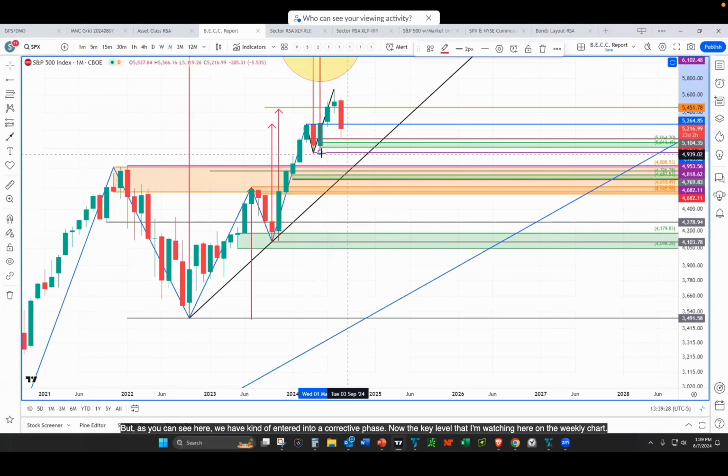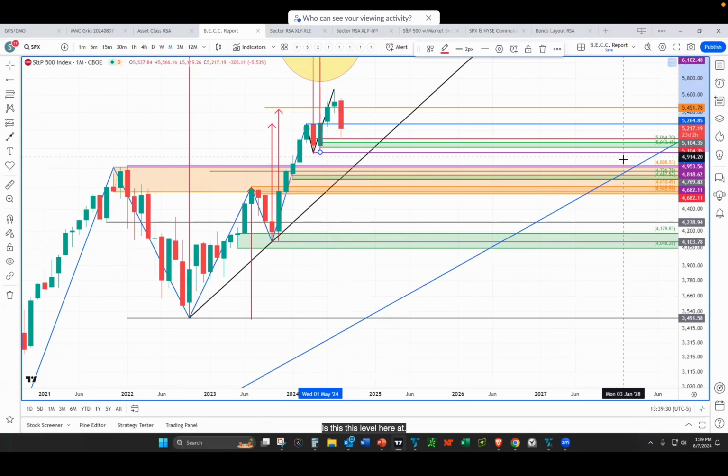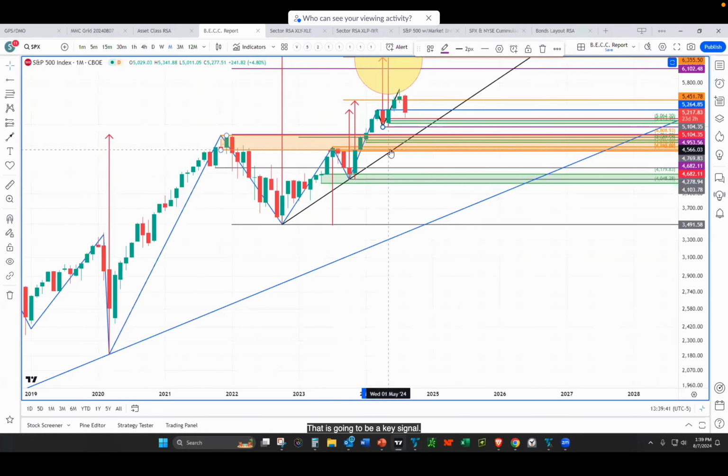Now, the key level that I'm watching here on the weekly chart is this level here at 49.53. Okay, if we get a monthly close below that, that is going to be a key signal that this impulsive phase we've been in since October 2023 is over. You're probably moving into a larger correction.